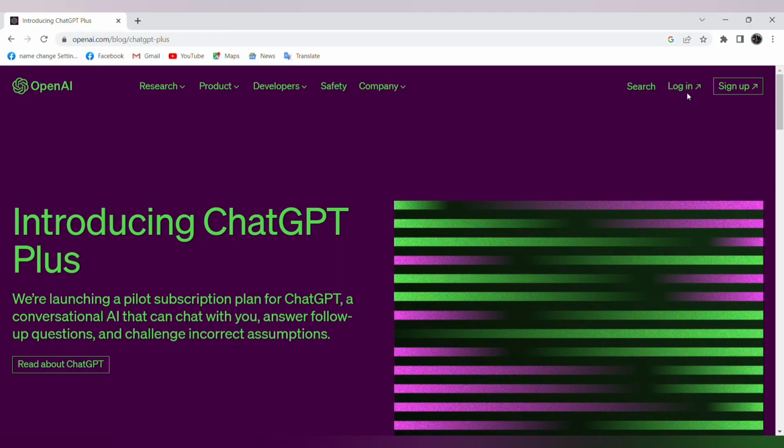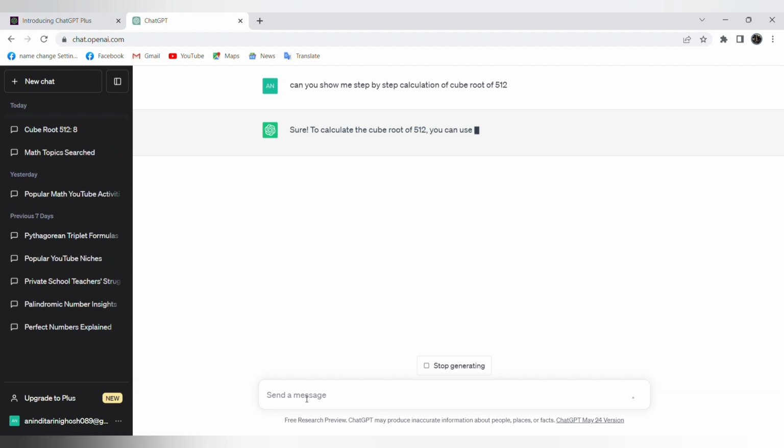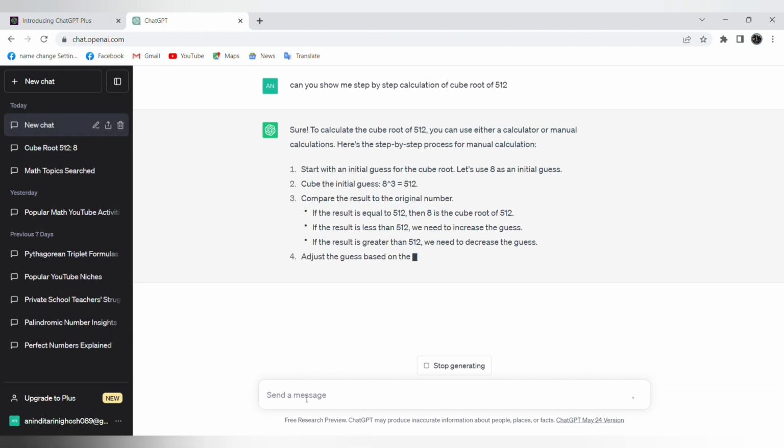So I will log in to my ChatGPT. I write in the message, but here you will get the answers only in written format. So let me show you. 512. So here we are getting the cube root of 512 in a step-by-step method. So this was a very easy question.